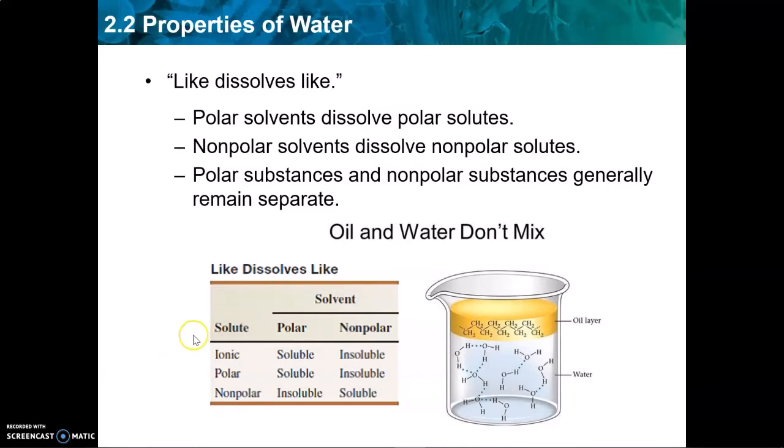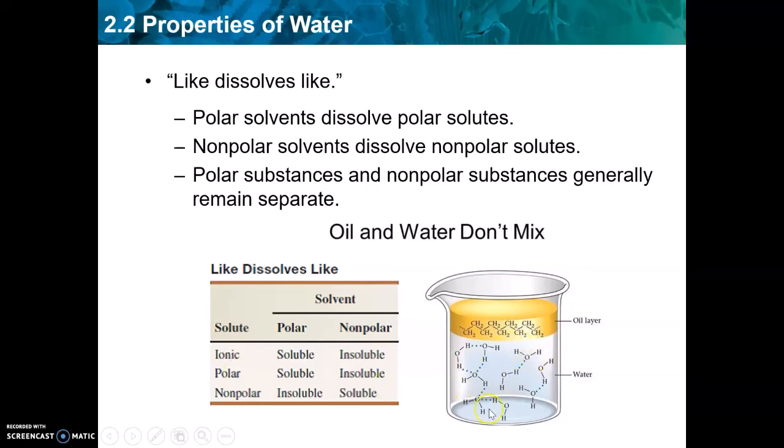So back on our slide here, you can see that we have a chart and we're comparing something that's ionic. Ionic just means it has a full positive or negative charge, whereas polar means there's a partial positive and negative charge on opposite sides of the molecule. So anything that has any kind of charge, whether it's polar or fully ionic, fully charged, those things will dissolve each other very easily. But something that is nonpolar will only dissolve other nonpolar things.